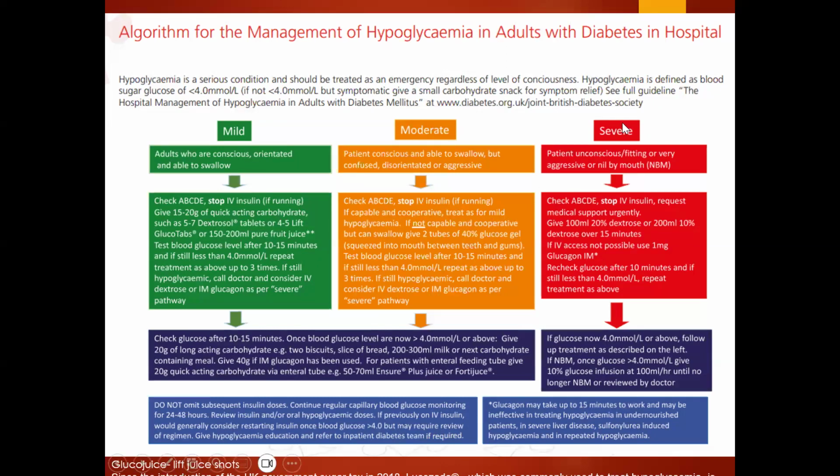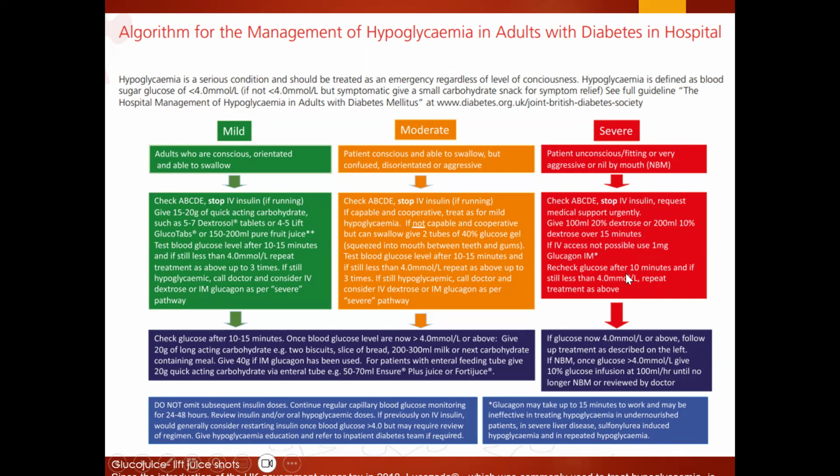What about severe? If the patient is unconscious, fitting, or aggressive or nil by mouth, check ABCDE, stop IV insulin, request medical support, give 100 ml of 20% dextrose, very important. Again, several questions have been asked with this particular concentration. So give 100 ml of 20% dextrose or 200 ml of 10% dextrose over 15 minutes. And this is the latest update, so you all should know this for the exams.